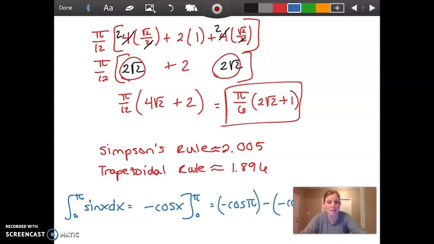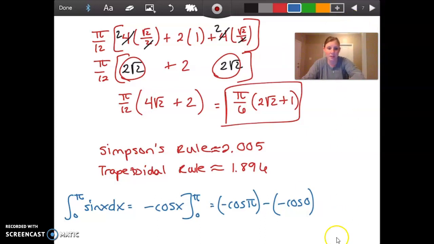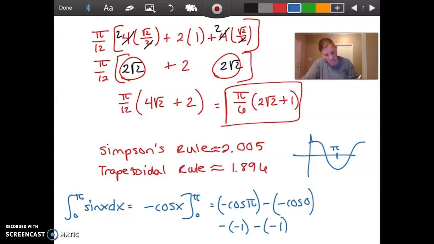Hang on just a second. My face is in the way, so I'm going to fix that problem. Okay, well, when I simplify this, cosine of pi, if you think back to your cosine curve, here's where pi falls, is going to be a negative 1. So this is minus a negative 1. Minus a negative in cosine of 0 is 1. Well, negative 1 is a positive 1, and a negative 1 is a positive 1. So this gives me an exact value of 2, which means for this problem specifically, Simpson's rule is actually the better approximation, even though it is slightly overdone.